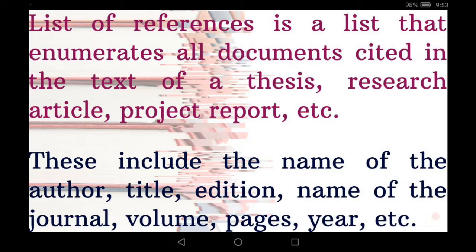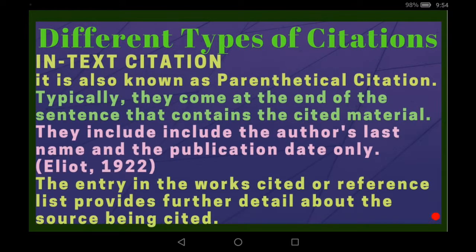And what is the information that a citation includes? It includes name of the author, title, edition, name of the journal, volume, pages, year, and many more. We are now living in an age where there is so much material available on electronic media, so even electronic media sources get mentioned in a citation. There are two more things we should know before we move forward to citation style.